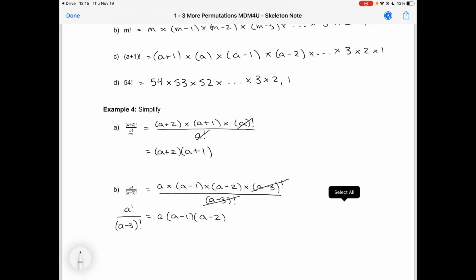This technique is useful when you are solving equations or when you're trying to substitute in different values. Having a representation of the expression without a factorial in it makes your algebra a lot easier.